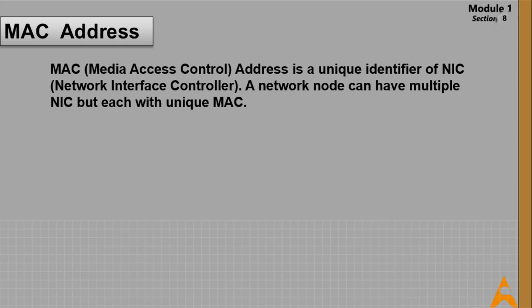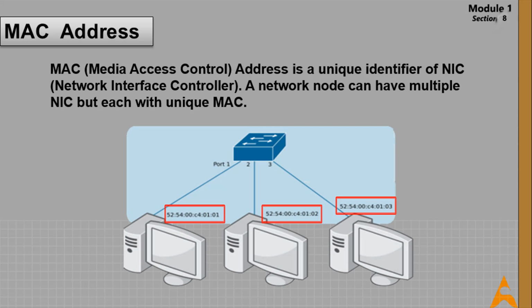MAC, Media Access Control, address is a unique identifier of a NIC, Network Interface Controller. A network node can have multiple NICs but each with a unique MAC. A Media Access Control address, MAC address, of a computer is a unique identifier assigned to network interfaces for communications at the data link layer of a network segment. MAC addresses are used as a network address for most IEEE 802 network technologies, including Ethernet and Wi-Fi. Logically, MAC addresses are used in the Media Access Control Protocol sublayer of the OSI reference model.